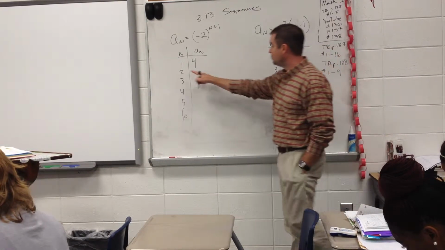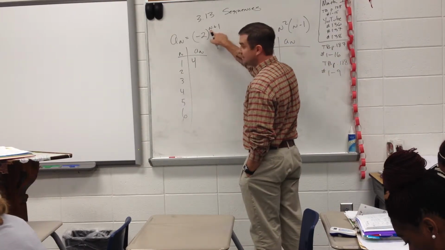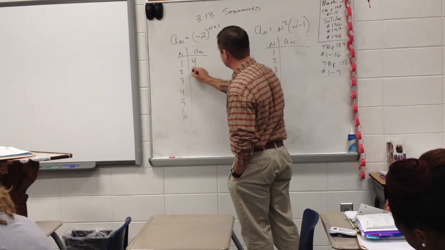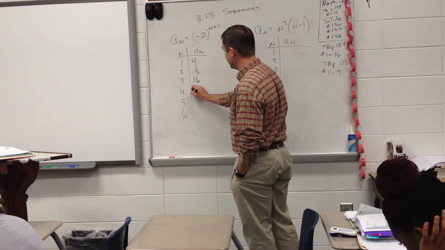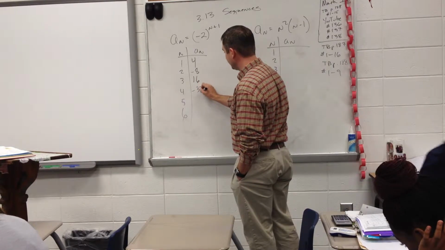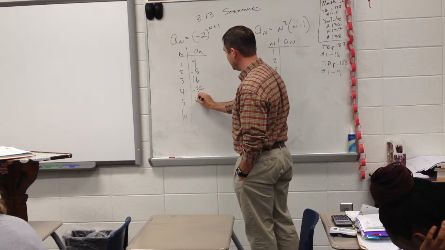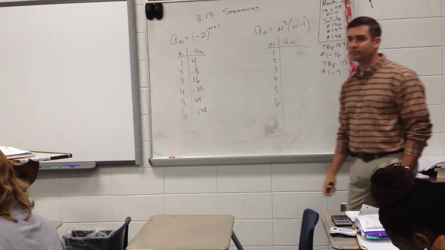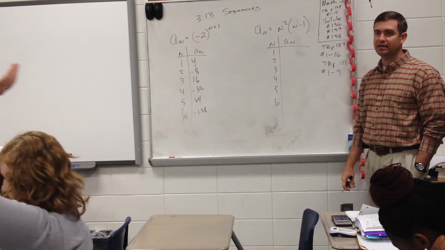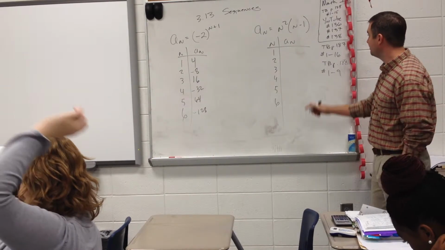Okay? How about 2 right here? Well, that goes right there. That makes that cubed. Negative 2 cubed is? Negative 8. Very good. Then this is? 16. And this is? Negative 32. And this is? 64. And this is? Negative 128. Very good. Raise your hand if you got all those right. Okay, very good.